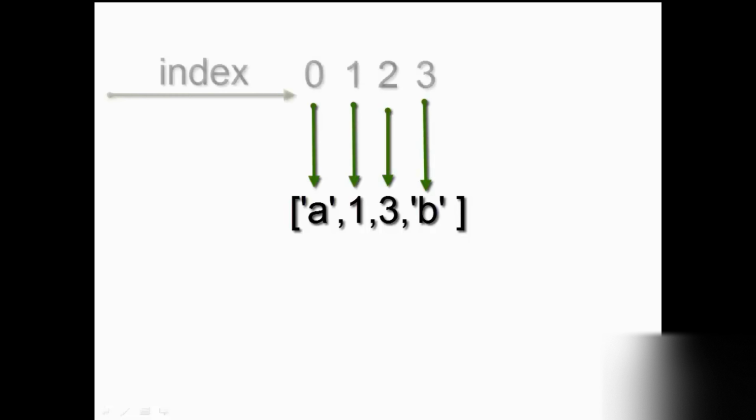The items inside the list have their own index value, which means that each item inside the list has its own position, which is denoted by some integer value.